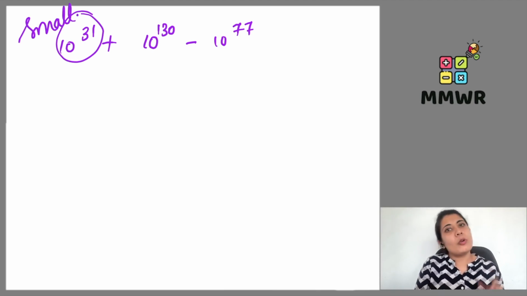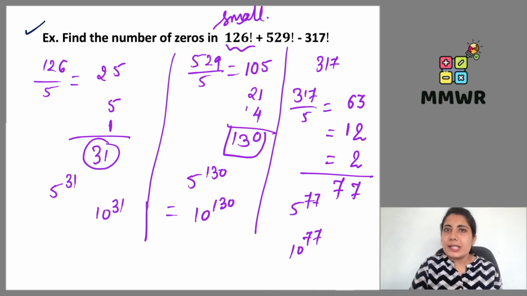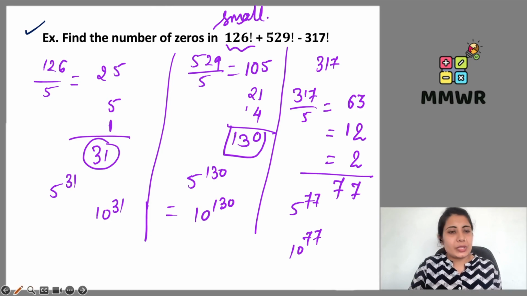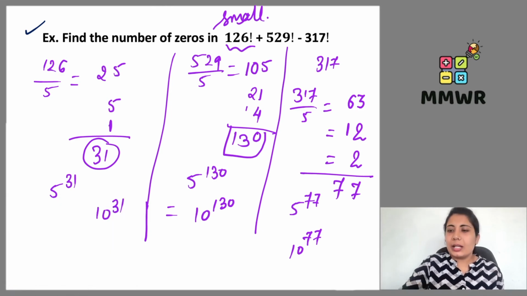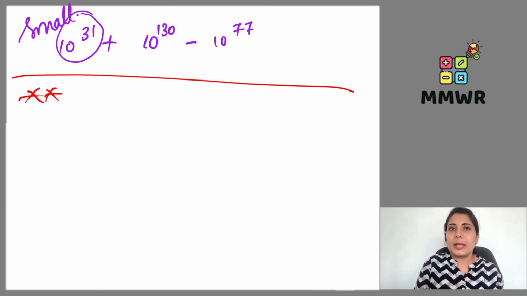तो हमको पता था कि स्मॉल वैल्यू तो स्मॉल नंबर से ही मिलेगी. This is the smaller one, तो इससे ही मिनिमम नंबर ऑफ जीरोस मिलेंगे. 529 is greater than 126 of course, उसमें बहुत सारे जीरोस हो गए. But in the case of addition and subtraction, we have to give the preference to the small one. So that is why we can directly do this question by another method. This is the another method.